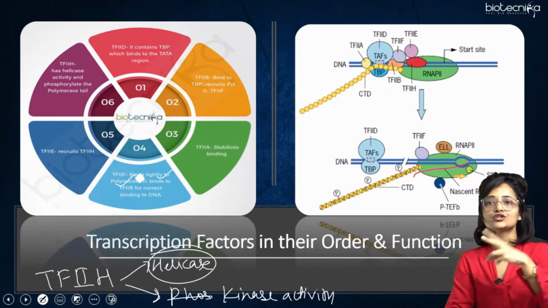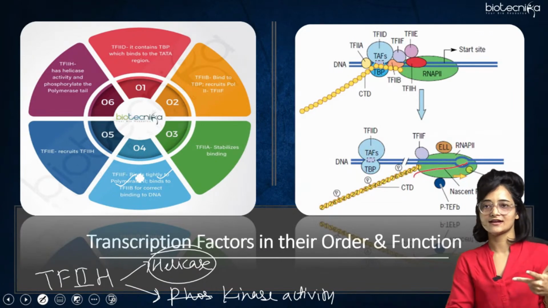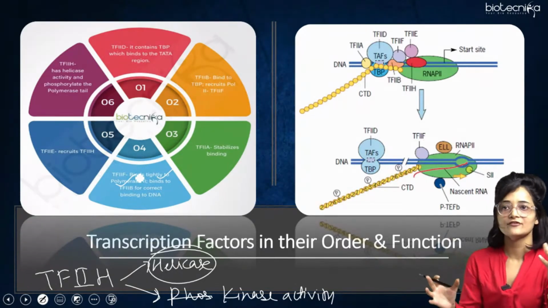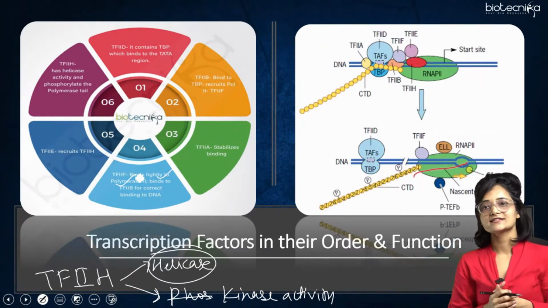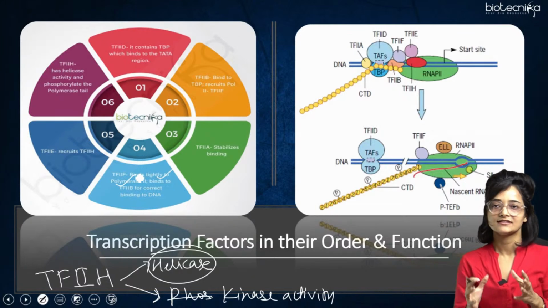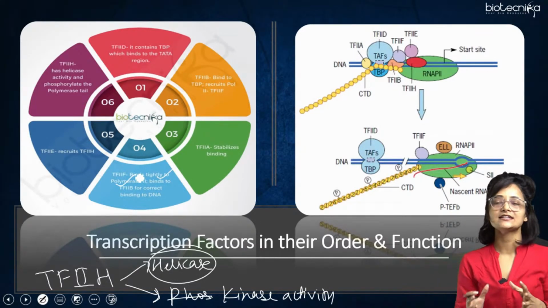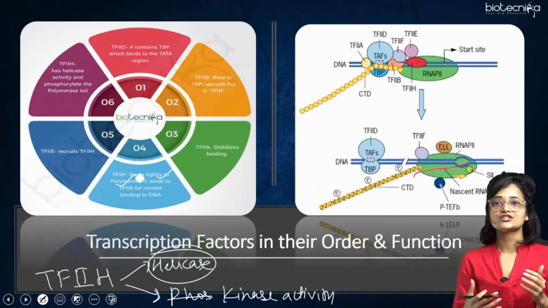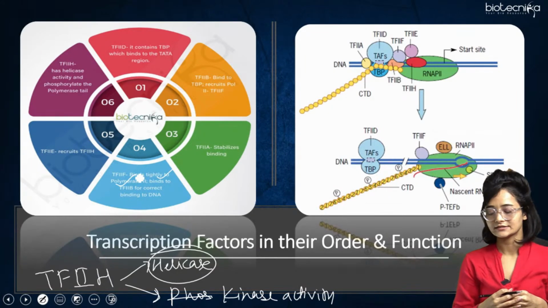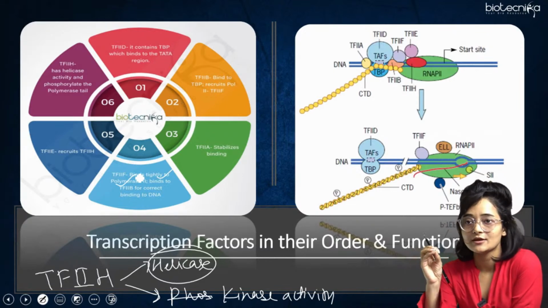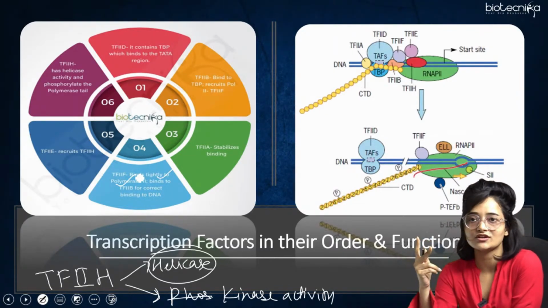So TFIIH has two major activities: one is the helicase, and the other is the kinase activity. In helicase activity, it unwinds the DNA for transcription to take place. And in kinase activity, it phosphorylates the CTD tail of the RNA polymerase. This is very important. The CTD tail is the carboxy terminal tail of the RNA polymerase. Until and unless this CTD tail is phosphorylated, the initiation of transcription won't occur. So for this, TFIIH is required.